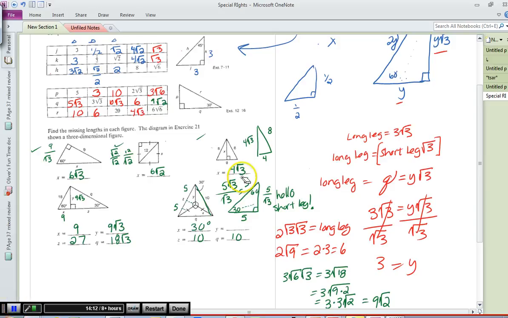Is the wrong ratio. Here's my double. The way this is oriented is bothering me a little bit, so I'm going to reorient it for myself because I like to look at the short side here. So 5 divided by square root 3 is the short side. 5 is this long leg across from the 60. And so I know short leg doubled is the hypotenuse, and I still have to rationalize the denominator. 10 square root 3 over 3.